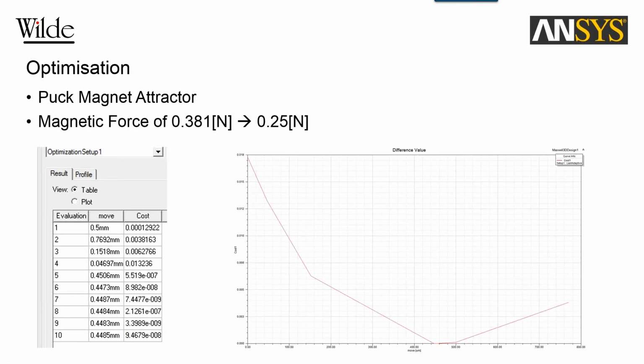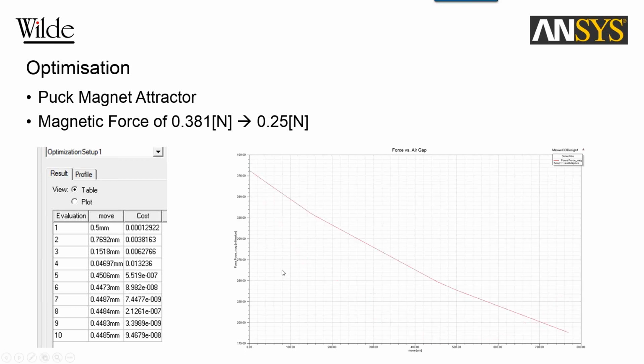Graphically, that can be represented that way, and you can see that the difference, our target value of zero, is reached at somewhere around 450 micrometers. If you look at the force versus air gap chart, again, you can see that 250 millinewtons is reached at, again, 450 micrometers.